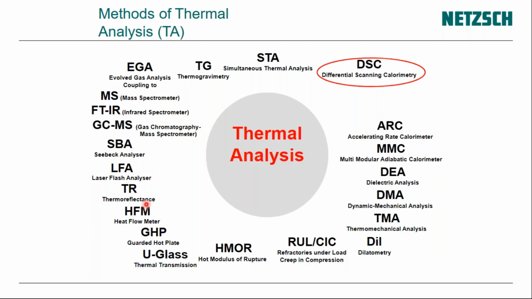Thermoreflectance is basically for thin film analysis. When we go to the nano thickness and pico thickness range of thin films, this is a pretty well-known technique for those doing research in the field of thin films. Then we have some solutions for insulating materials, like the heat flow meter and guarded hot plate, for testing the thermal conductivity of foams or insulating materials. We also have equipment for refractories, mainly for studying the hot modulus of rupture and creep in compression.